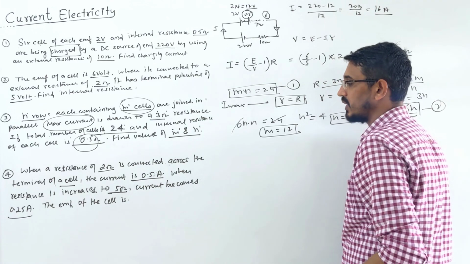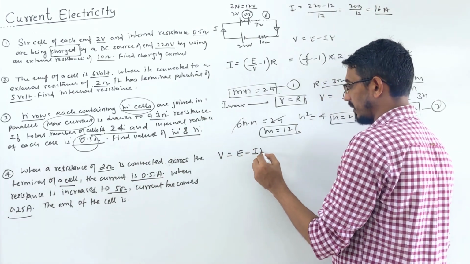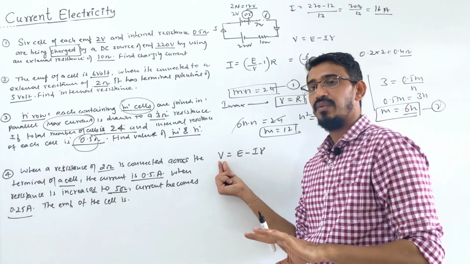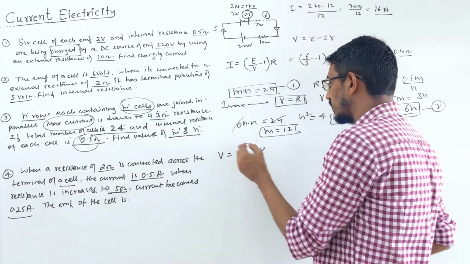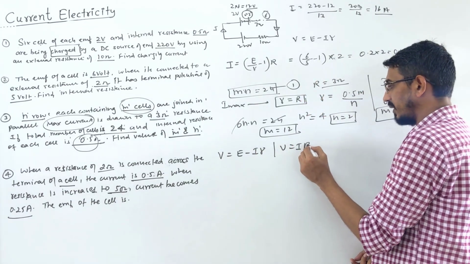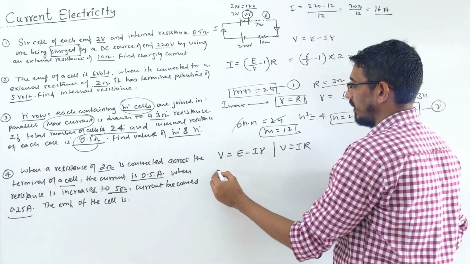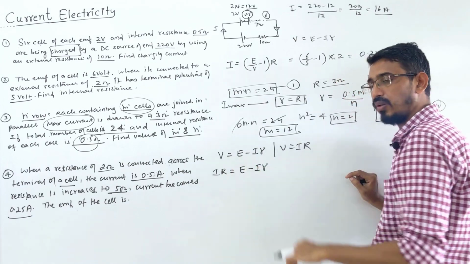So it's a discharge case. Obviously, what's the equation of discharge? V is equal to E minus Ir, right? This is the main equation. Now we don't know the terminal potential. They have given us the external resistance and current flowing. We also know that V is equal to IR when it is a discharge case. So instead of V you can put that value, so you can write IR is equal to E minus Ir. Now all are known to us.